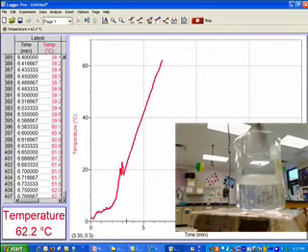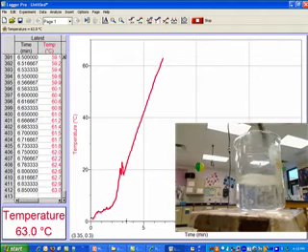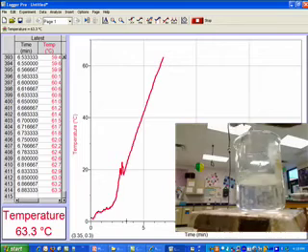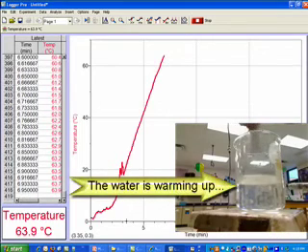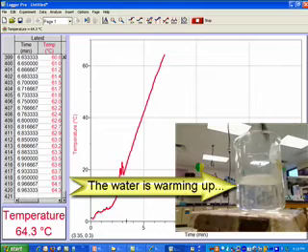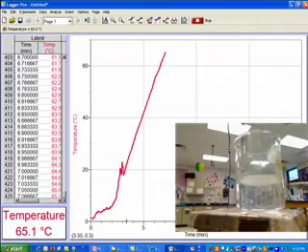So the energy that's coming from the hot plate is being used to raise the temperature of the water up a number of degrees. And so right now we're up to, looks like 64 degrees. Yep. And so we're going to pause the video and we'll come back when we get close to the boiling point of water.